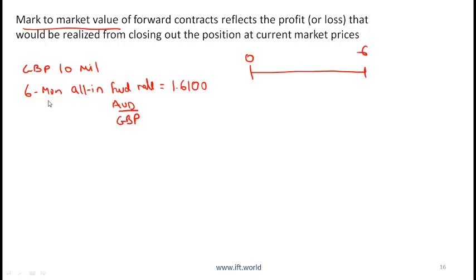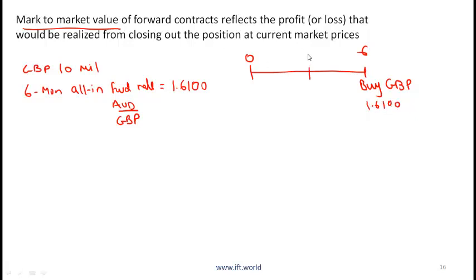So we are given this information: 6-month forward contract, 10 million pounds, and the all-in forward rate is 1.6100. Let's say that we are taking a long position on the pound, which means that we are going to buy pounds for 1.6100 Australian dollars per pound. So we are sitting here at time 0. We are getting into a contract to buy 10 million GBP for 1.6100.